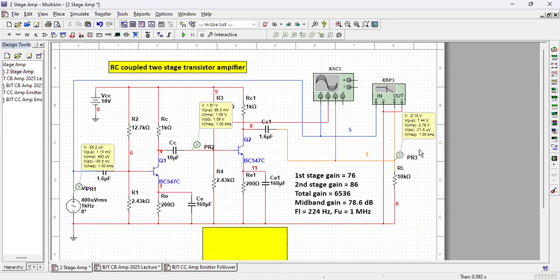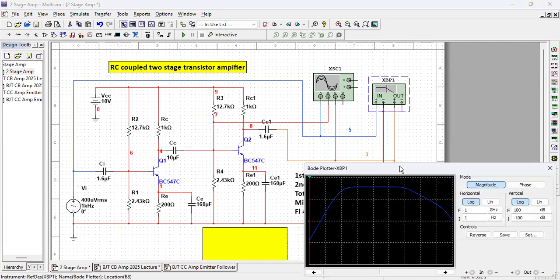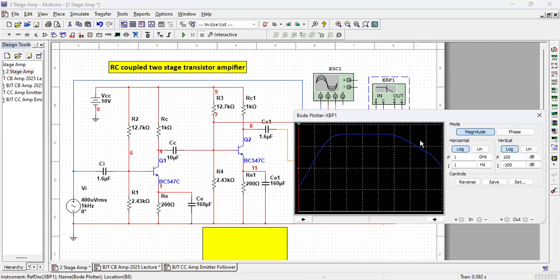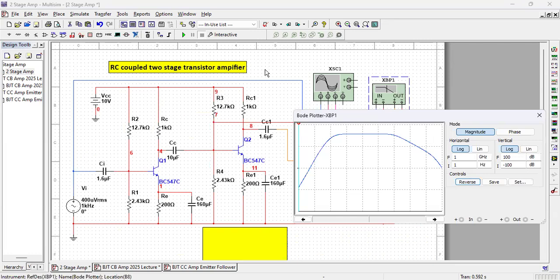Similarly, you could measure the input impedance and output impedance that we have already seen. Now, let us see the output plot. We shall run it again for a few seconds and see the Bode plot.